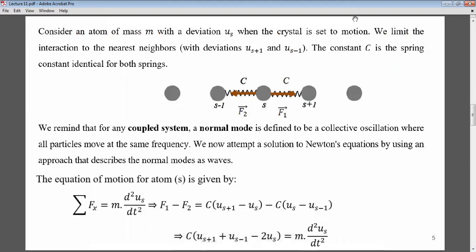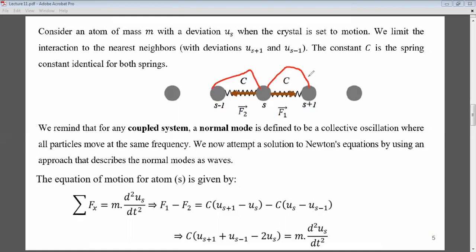Now consider an atom of mass m with a deviation us. So instead of x, in minus K delta X or half K delta X squared, we will say us. So delta X will be us plus 1 minus us, or us minus 1. We limit the interaction to the nearest neighbors. We will not say that this mass over here will interact with this mass over here. We will take this unit atom s, and we will say that it will interact with this atom over here and with this atom over here.